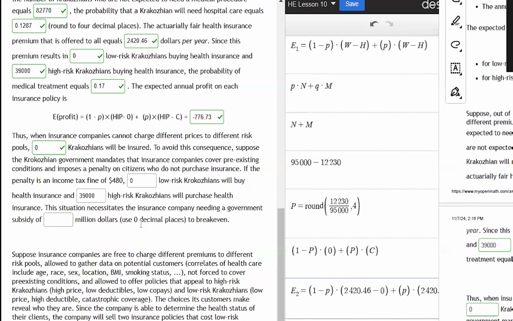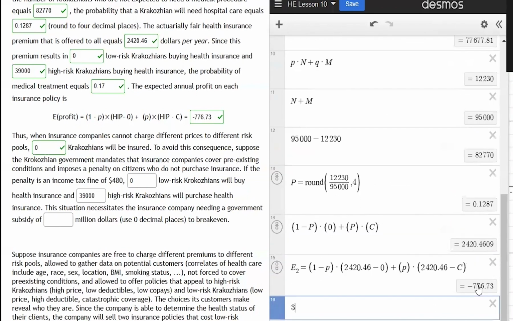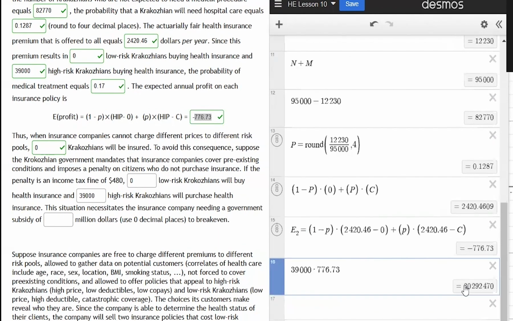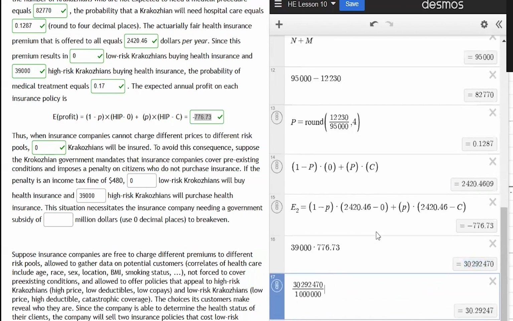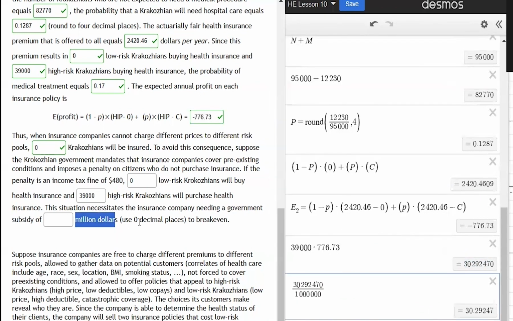$3,197.19. This situation necessitates the insurance company needing a government subsidy to remain profitable. And the subsidy is going to be equal to the number of people in the pool times the absolute value of the profit. Now, we want it in millions of dollars, right? So we're dividing by a million to put it in millions of dollars. And it says use 0 decimal places. So because that is a 2, we're going to leave that as a 0. All we have to do here is type 30. A $30 million subsidy is needed to keep this insurance company from going out of business.